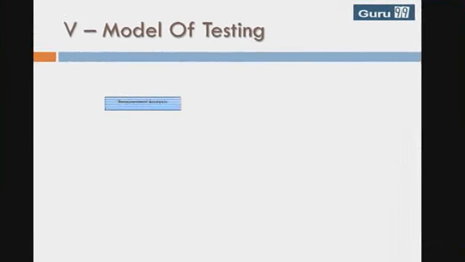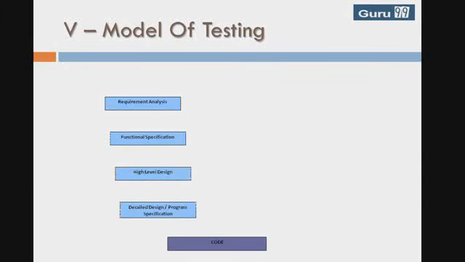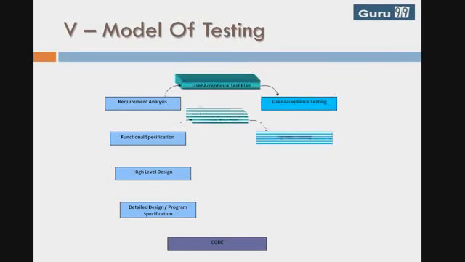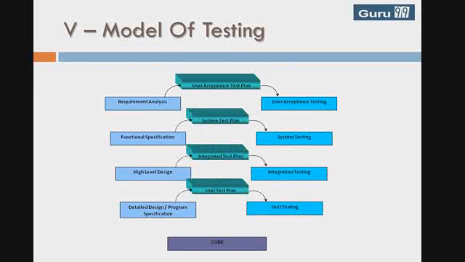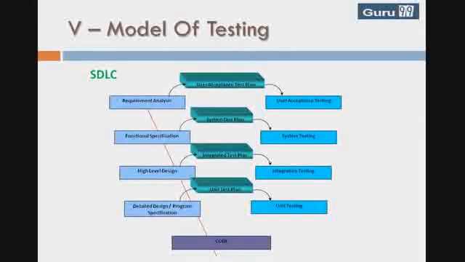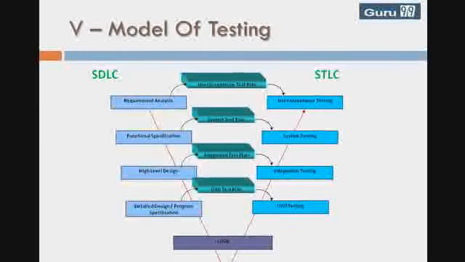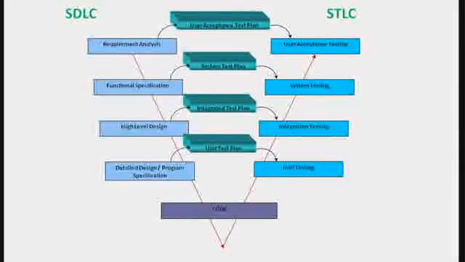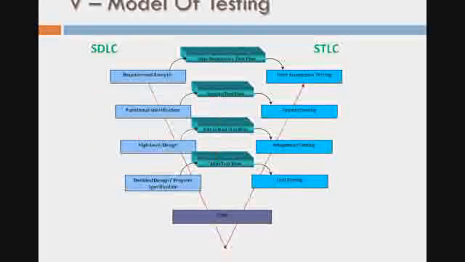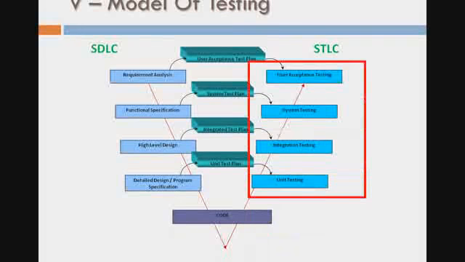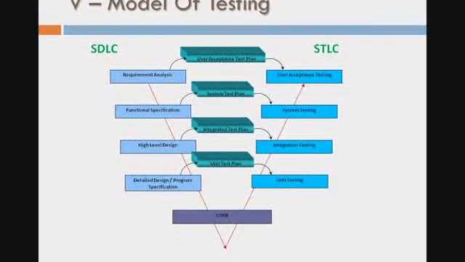In the V-model, for every phase in the development life cycle, there is a corresponding testing phase. The left side of the model is the software development life cycle, SDLC. The right side of the model is software test life cycle, STLC. The entire figure looks like a V, hence the name, V-model. You will find a few stages different from the waterfall model. These differences, along with the details of each testing phase, will be discussed in a later tutorial.